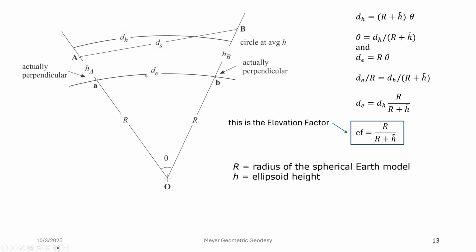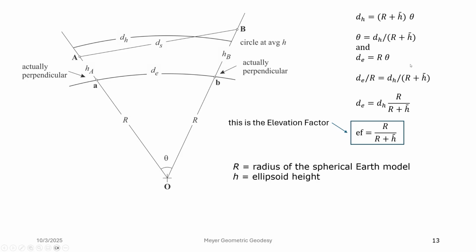d sub e is what we're trying to find, but it's the same theta subtending from little a to little b. So up here on the right, we've got d sub h. The horizontal distance is r plus h bar times theta. We can solve that for theta, just a little trivial bit of algebra. Just divide both sides by r plus h bar, and we see theta is equal to dh divided by r plus h bar. For the curve on the ellipsoid, dE is equal to r times theta.